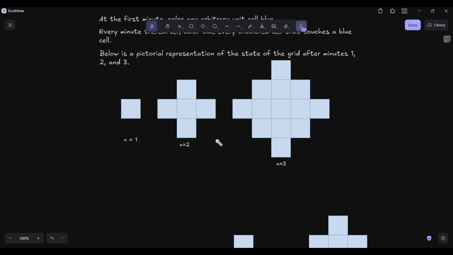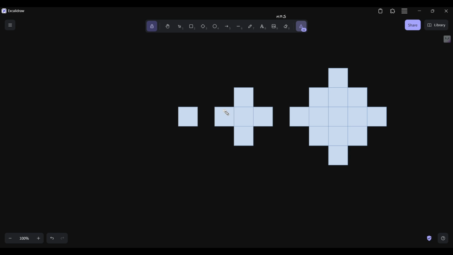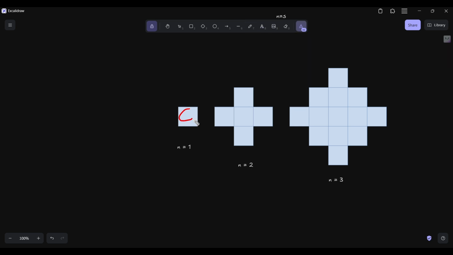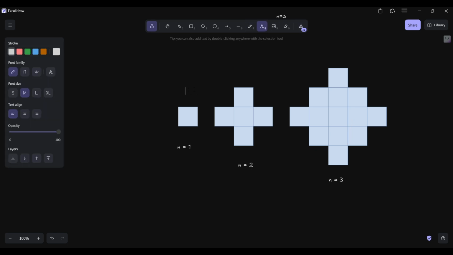Let's understand the question deeply. For n equals 1, we simply return 1 because we only color one cell. We have to return the total number of cells that are colored. So for n equals 1 the total is 1, and for n equals 2 we count it, and then n equals 3. If we count, for n equals 1 the colored cells are 1, for n equals 2 it is 5, and for n equals 3 it totals 13.